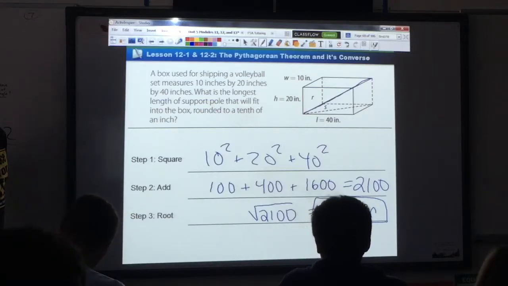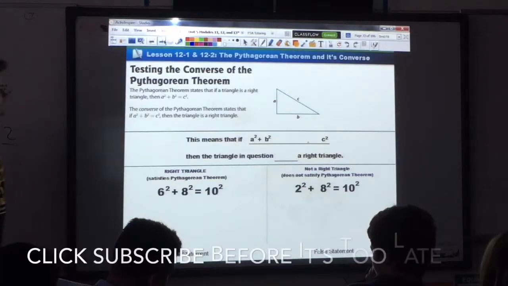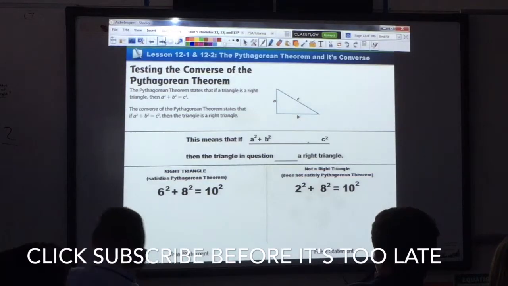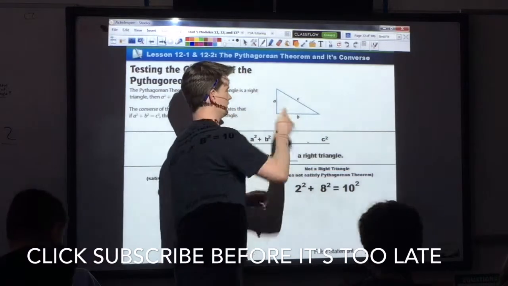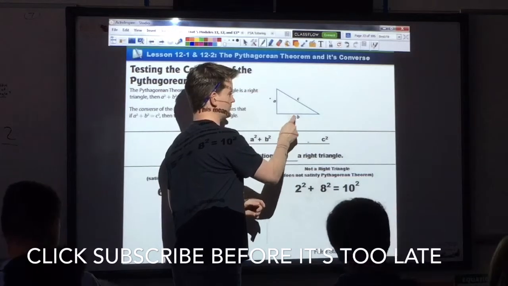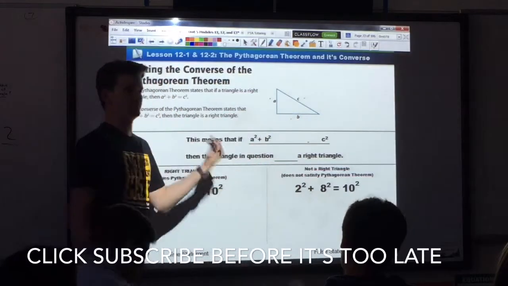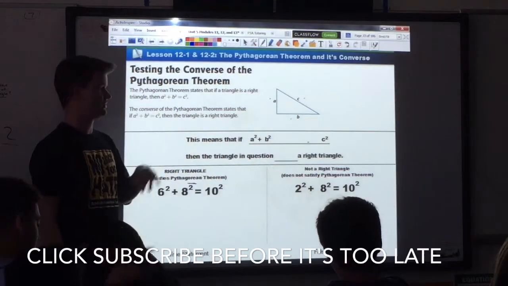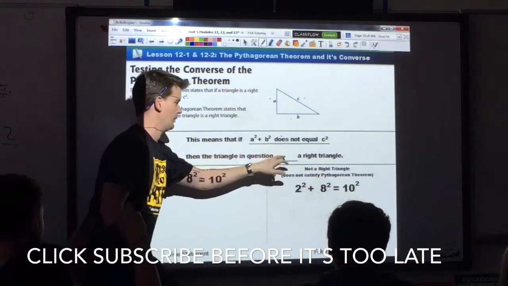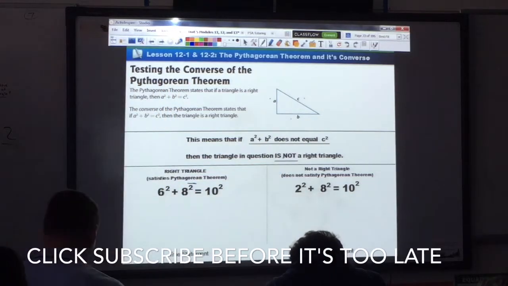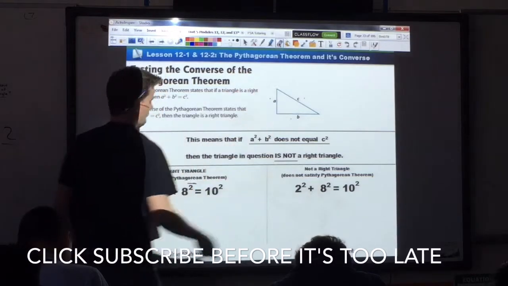Any questions on this? No? Alright. Last thing right here is the converse of the Pythagorean theorem, which simply states this. For a right triangle, a squared plus b squared equals c squared. If a squared plus b squared equals c squared, it means it's a right triangle. If a squared plus b squared does not equal c squared, it is not a right triangle. That is just simply representative of false and true statements. I'm going to show you what this looks like. It's super easy. This is why we always save it for the end.